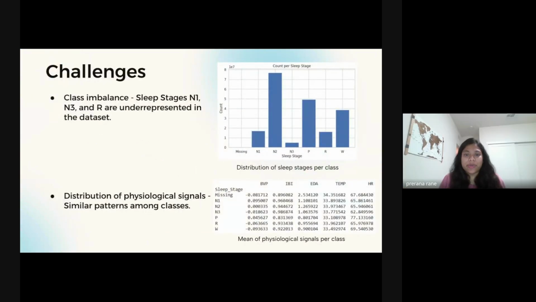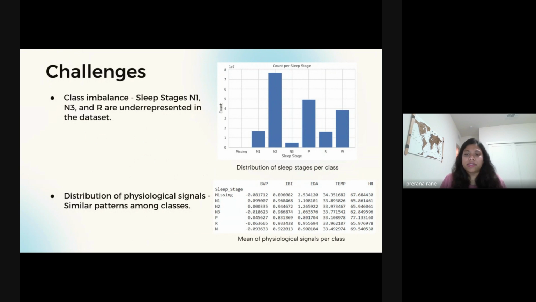One of the challenges we encountered was class imbalance. As we can see from the graph on the right, non-rapid eye movement stages 1 and 3 and rapid eye movement stage have much fewer samples compared to the others, which can bias the model towards over-predicting more common stages such as N2 and lead to poor classification performance for the underrepresented classes. To address this, we downsampled the data and took 15% of the training data set for each class to ensure that the model accurately classifies all stages.